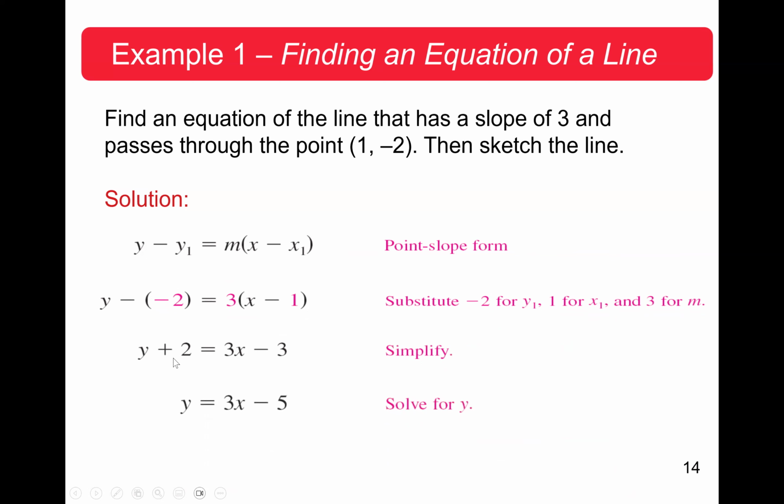And we can bring the plus 2 to the right, which will be -2. -2 minus 3 giving -5. So y equal to 3x minus 5.